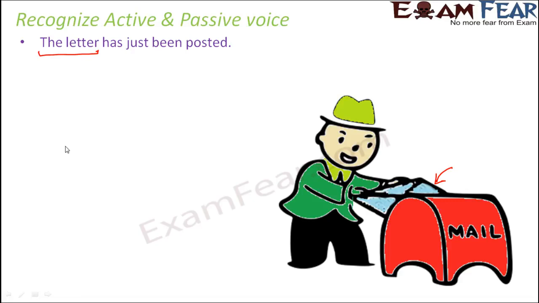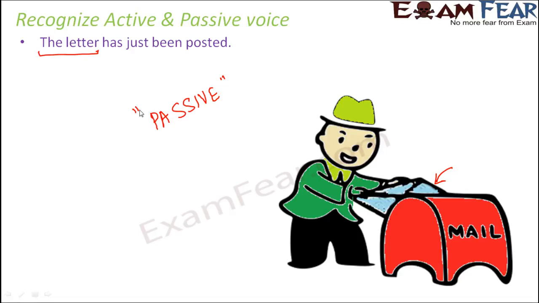Then which voice is this? This is passive voice, because we are giving more importance to the object. We are giving more importance to the letter. And also, if you look at the way the sentence has been framed, we are saying that the letter has just been posted by someone. That by someone is not mentioned here, but the way it has been framed, it shows that something has been done by the subject. That subject is not known, so that's why it's not mentioned, but the sentence is framed in that format, that something is done, right? So this is an example of passive voice.